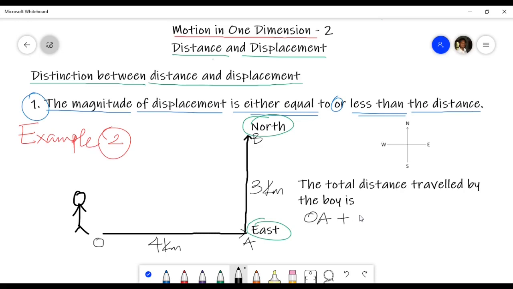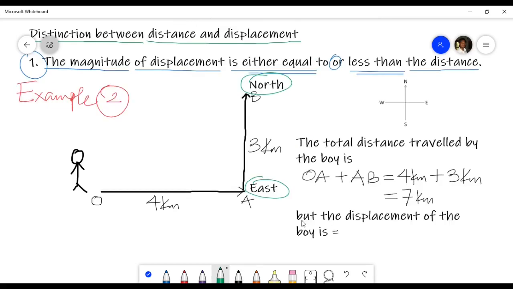OA, that's 4 kilometers plus AB, that would be 3 kilometers. So we'll put up the values there to find out the total distance traveled by the boy. OA is 4 kilometers and AB is 3 kilometers. So 4 plus 3 would be 7 kilometers. So the total distance traveled by the boy is 7 kilometers. Let's see the displacement. But the displacement of the boy will not be 7 kilometers.